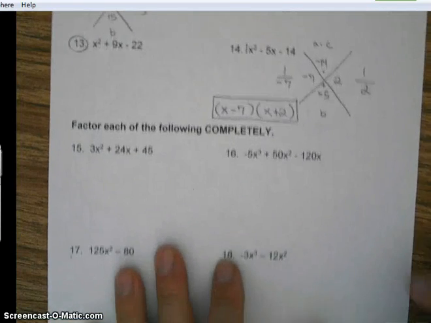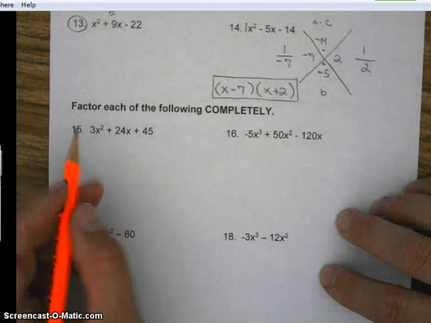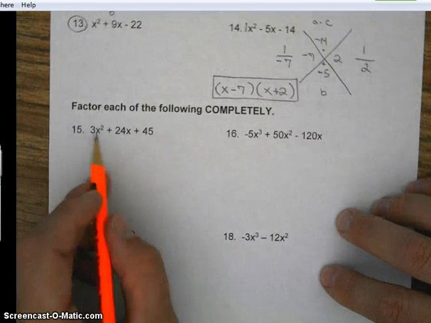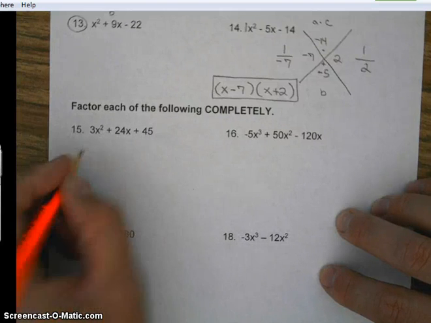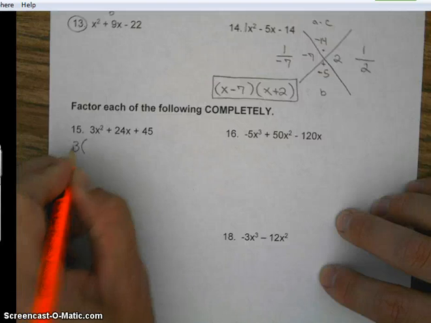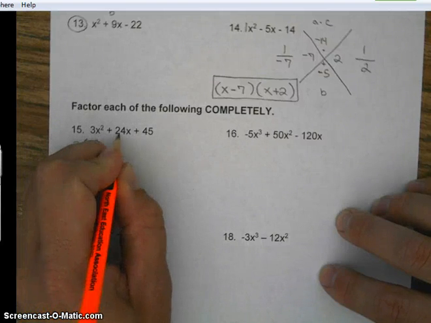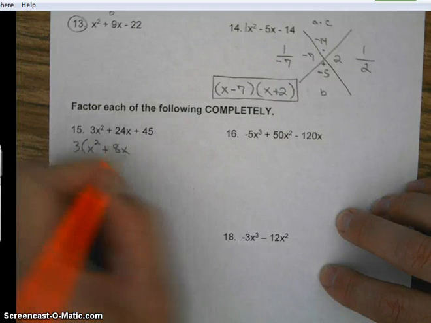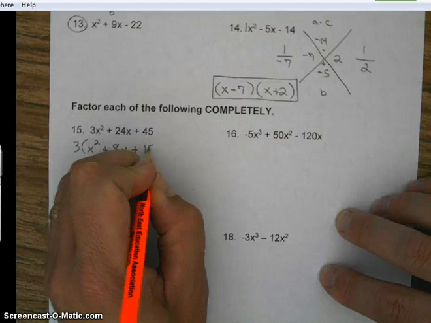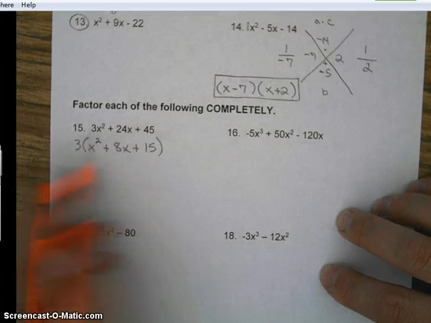Okay, moving on. It says factor each of the following completely. Well, what you want to do here is we want to look at the three numbers and notice we can factor out a 3. So 3 goes into 3 once. 3 goes into 24 8 times. 3 goes into 45 15 times. Always look to see if you can factor out something.